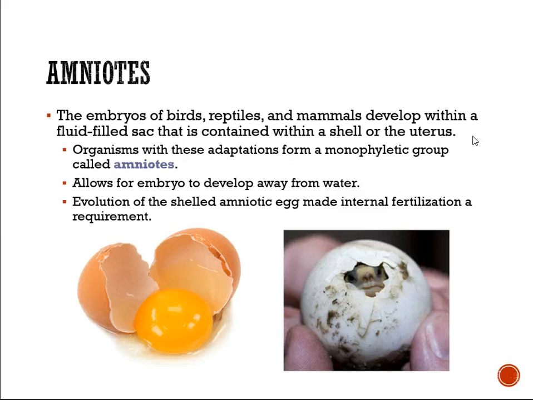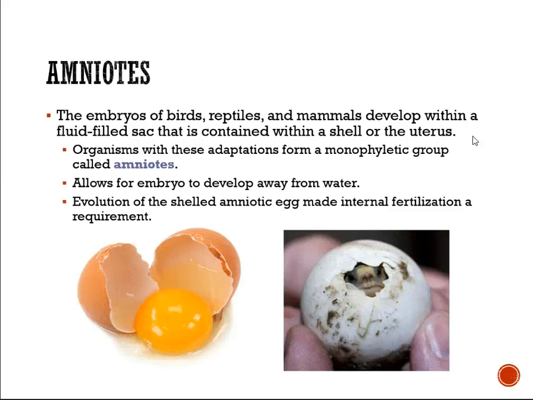In that common ancestor that we were talking about, the amniotic egg develops. And so the organisms with this adaptation are called the amniotes. And so we are part of that amniote branch. Basically what this says is that you have a fluid-filled sac that is contained within a shell or within a uterus.